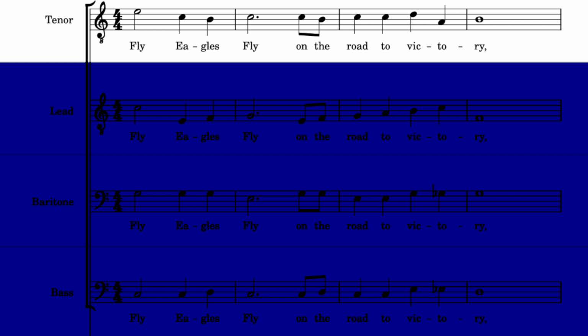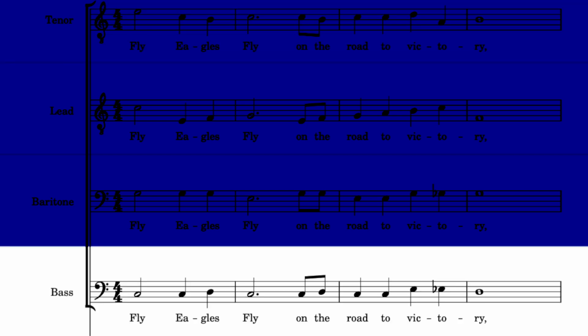Victory. You're now going to hear the bass part. The bass sings pitches below the lead.